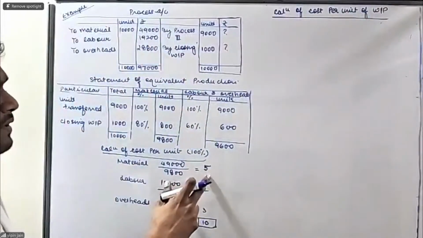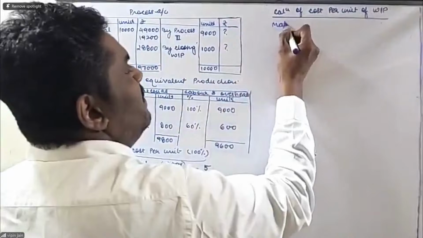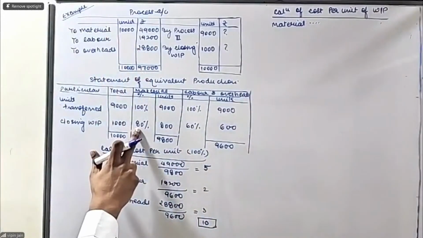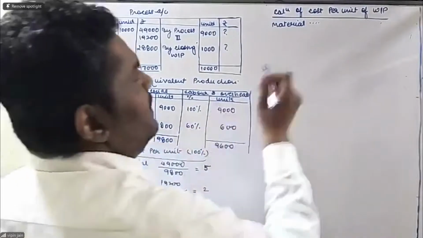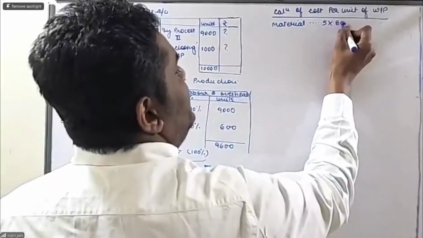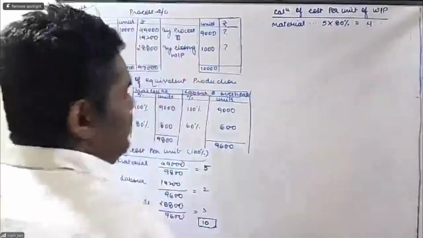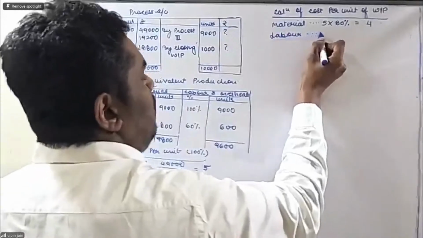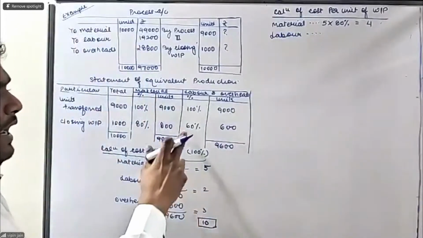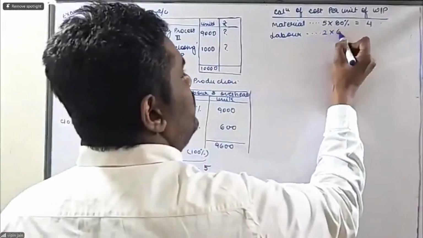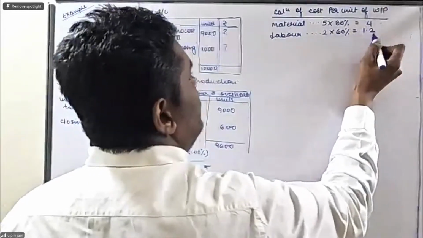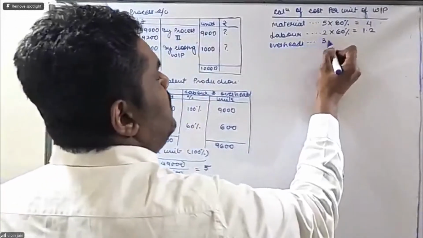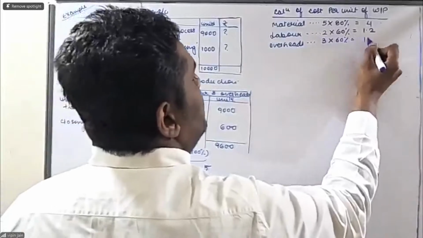So for material, for 100% processed, it is 5. And material is 80% complete in respect of closing work in progress. So 5 into 80%, this will be 4. For labor, 100% completed is 2 and the percentage of completion is 60%. So 2 into 60%, this is 1.2. And for overheads, 3 into 60%. So this will be 1.8.